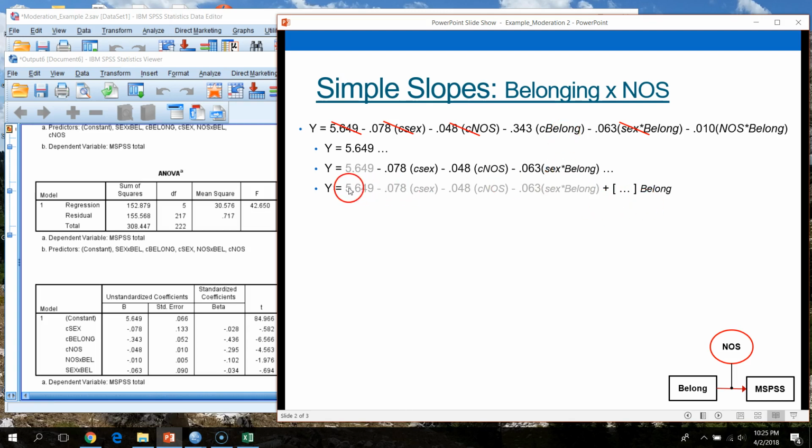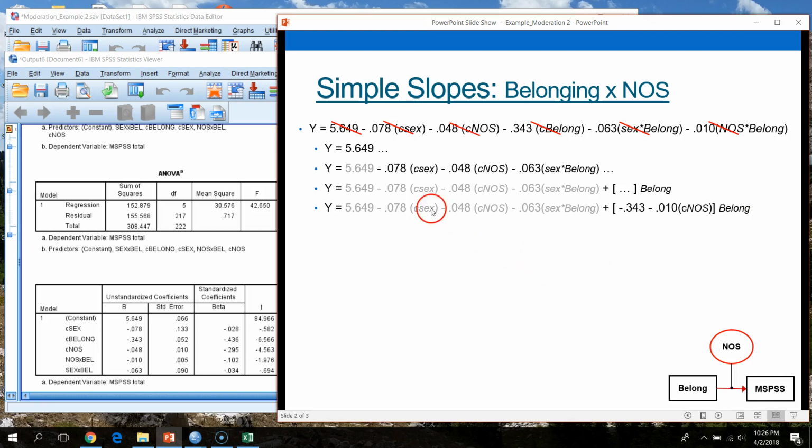What I like to do is bracket this off and say we're looking at our belonging effect here. And so we're going to factor this out. We bring belonging down, and then for the interaction, if we factor this out, we're left with negative 0.343 minus our coefficient for the interaction times NOS, times belonging here. And this takes care of all of our terms in our main analyses.